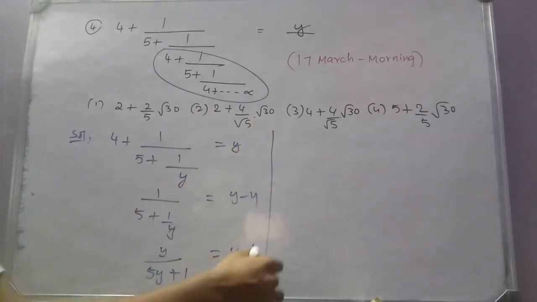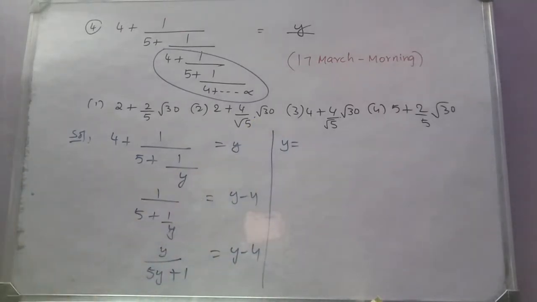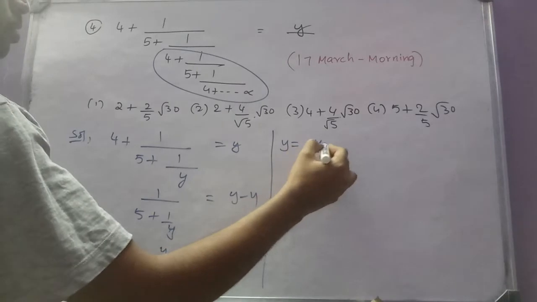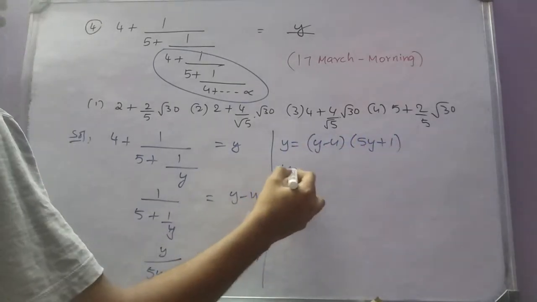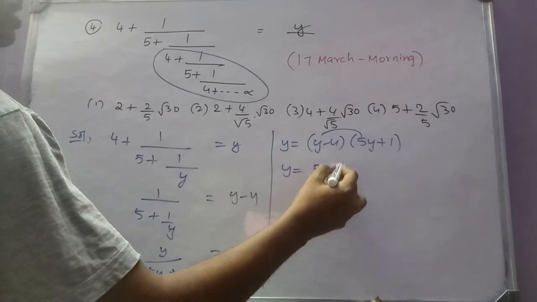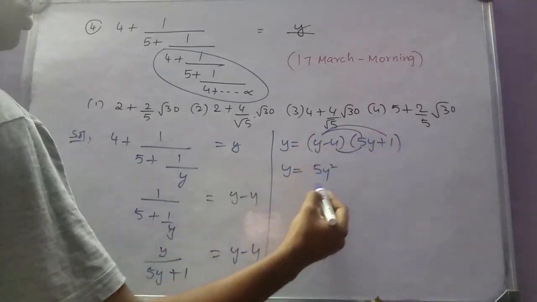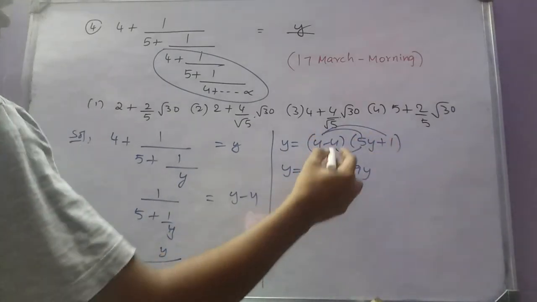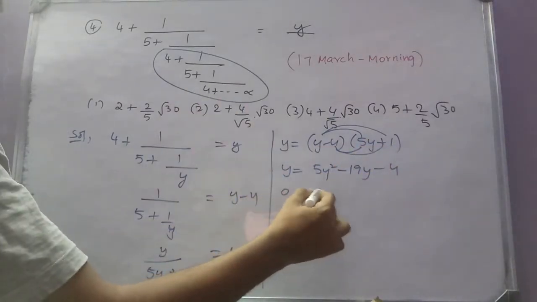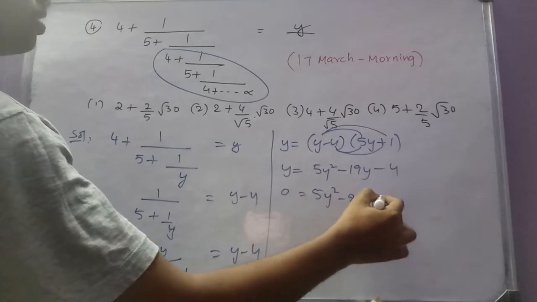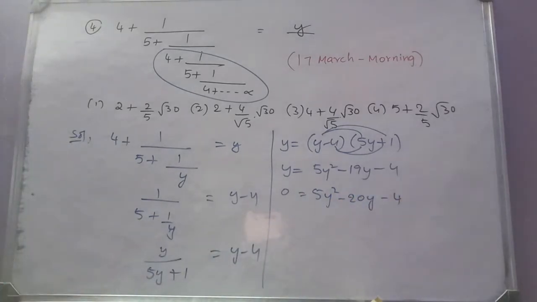Now you can cross multiply. y is equal to y minus 4 into 5y plus 1. So now expand it. 5y square, y minus 20y is minus 19y, and then minus 4. So take everything to the right side, you get a quadratic equation. Next, we cannot actually factorize this quadratic equation.